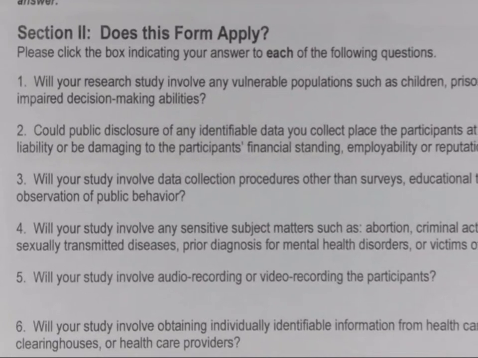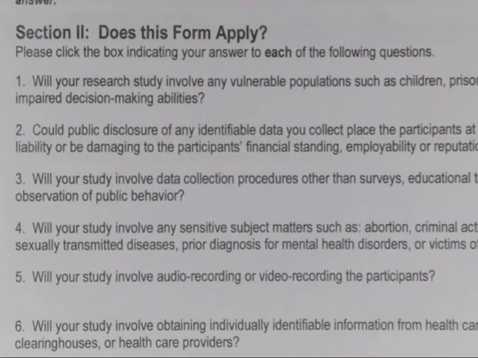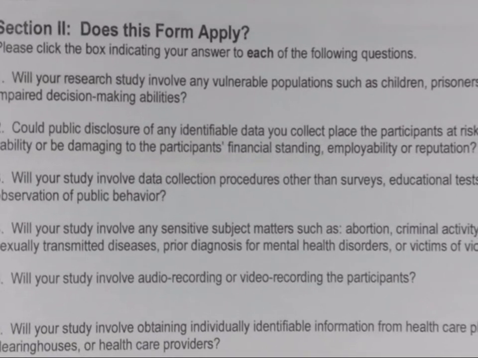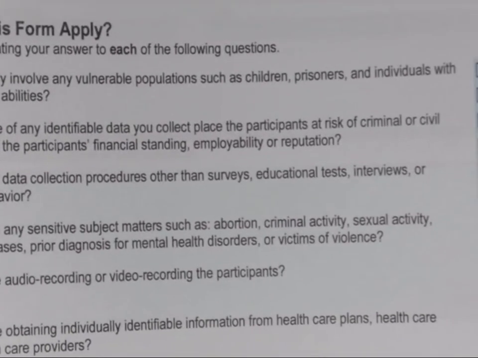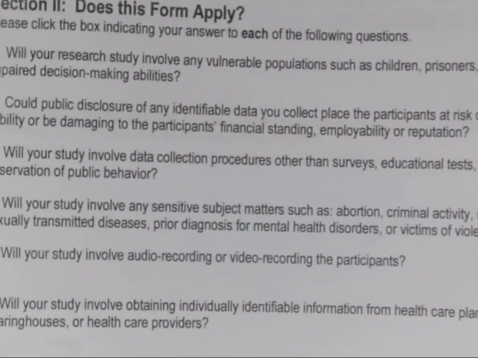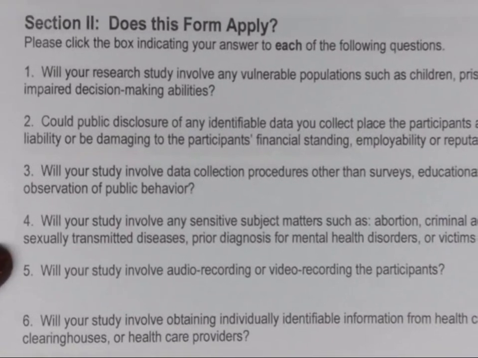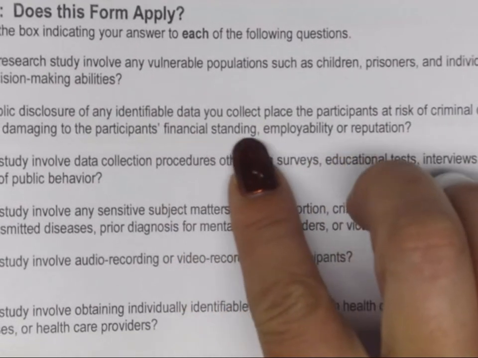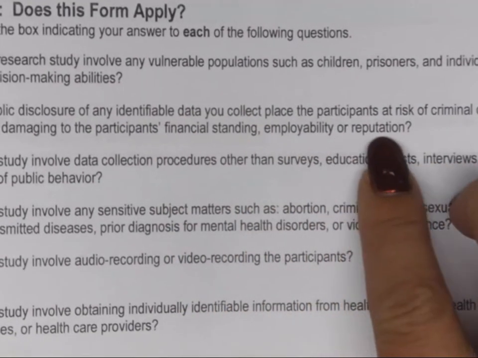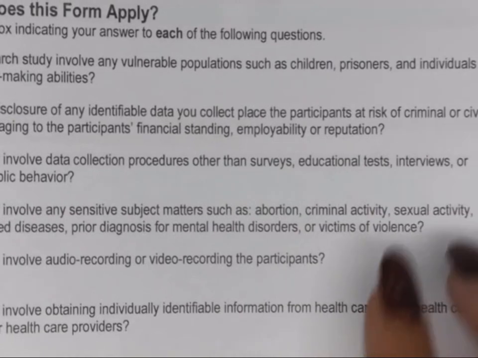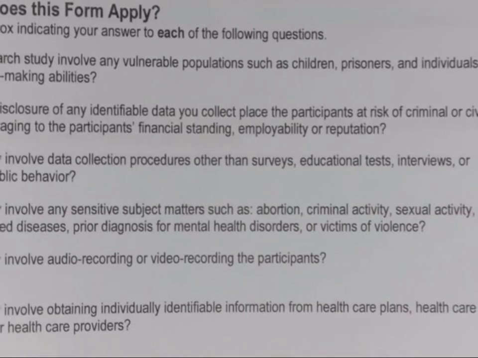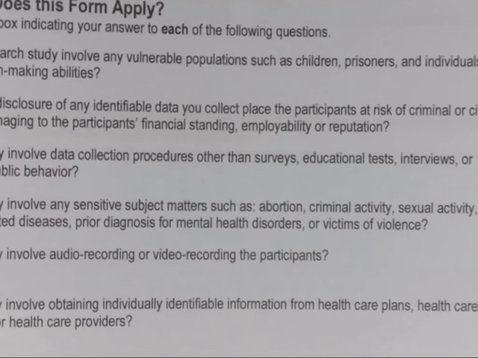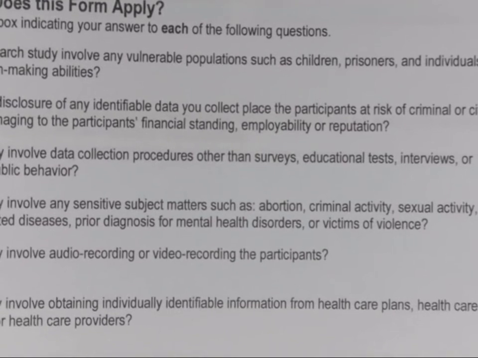Could public disclosure of any identifiable data you collect place the participants at risk of criminal or civil liability or be damaging to the participant's financial standing, employment, or reputation? So this means, are we going to be disclosing, for instance, that this person's done drugs? That's the one that immediately comes to my mind.